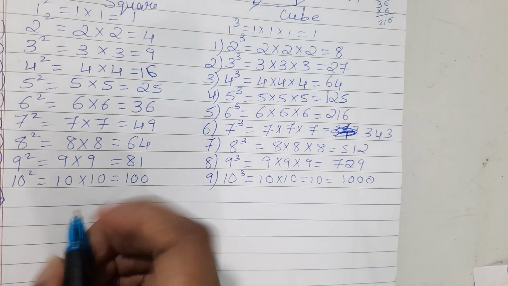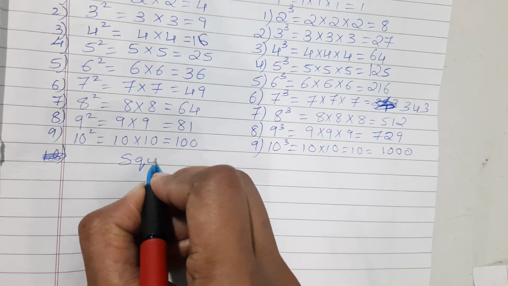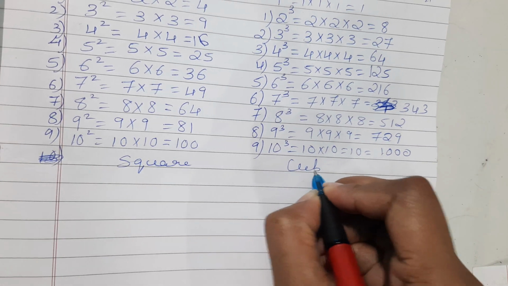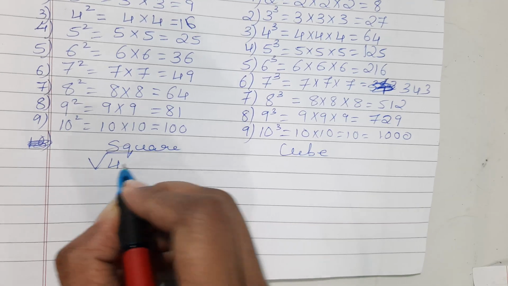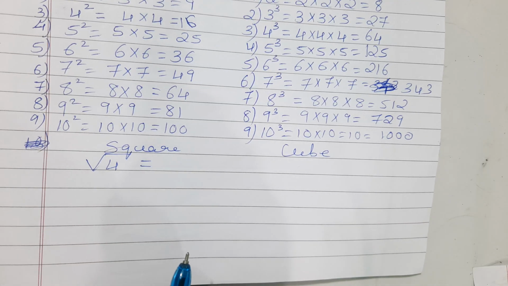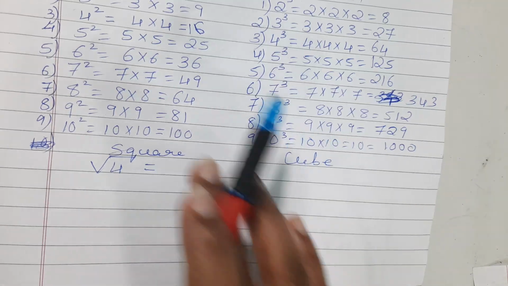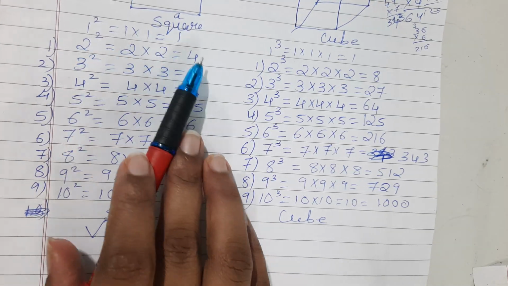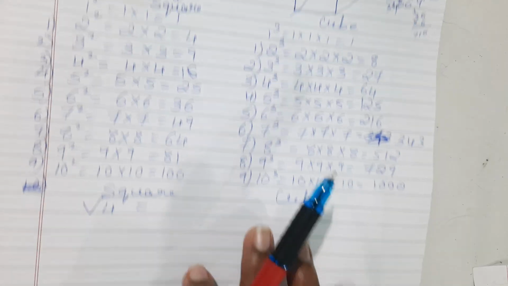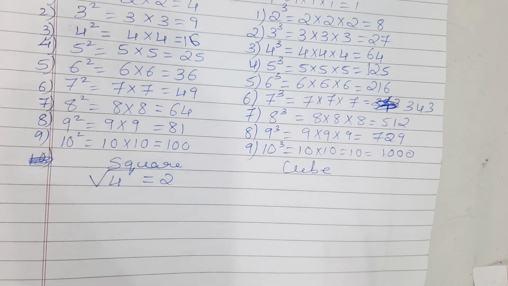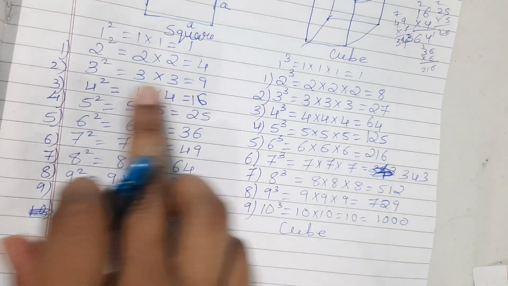Now, one more under square, and this is cube, right? So let me give you one basic part. What is root of 4? You can see over here, root of 4 will be 2. If you give the square here, it will become square root. Then root of 9 will be 3.